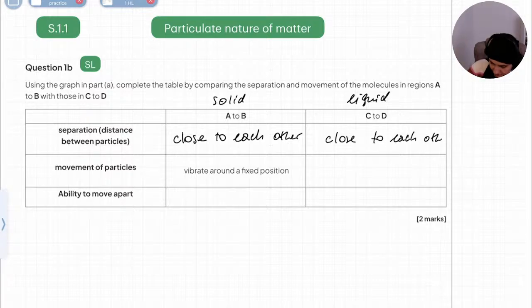But in liquids, maybe they're slightly further apart, so they have a little bit more freedom to move. And movement of the particles: in solids, the particles vibrate around a fixed position. In liquids, particles move past each other in a random motion. So solids vibrate around a fixed position, while here they can move past each other slowly and randomly.